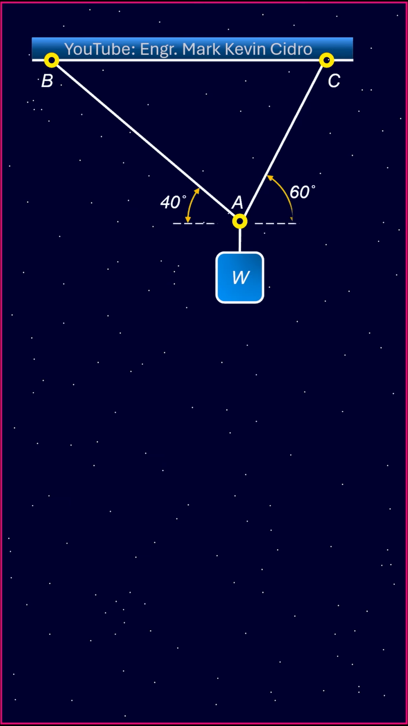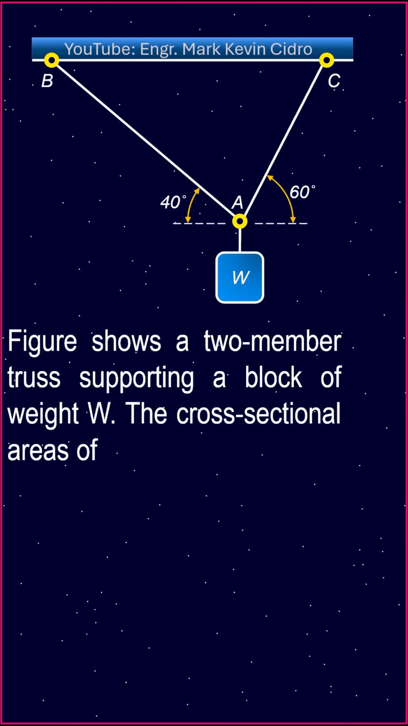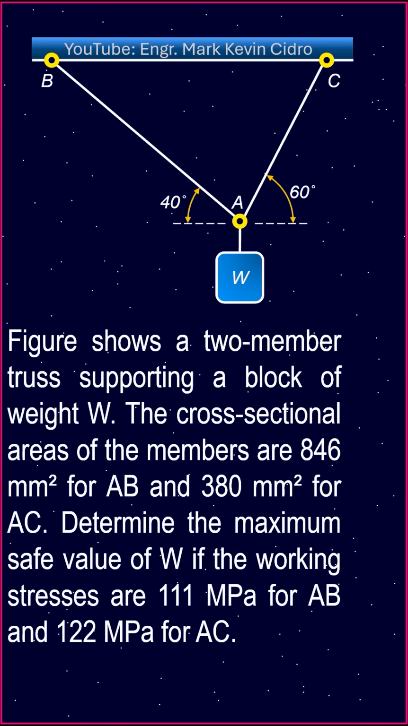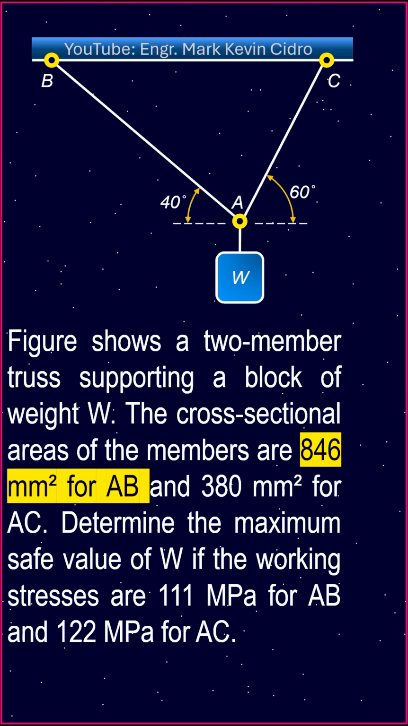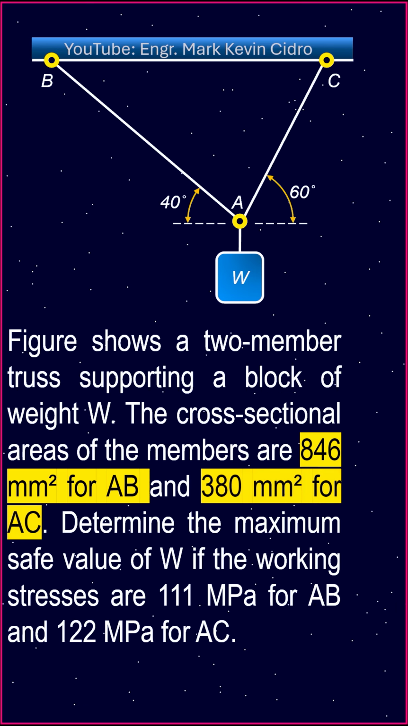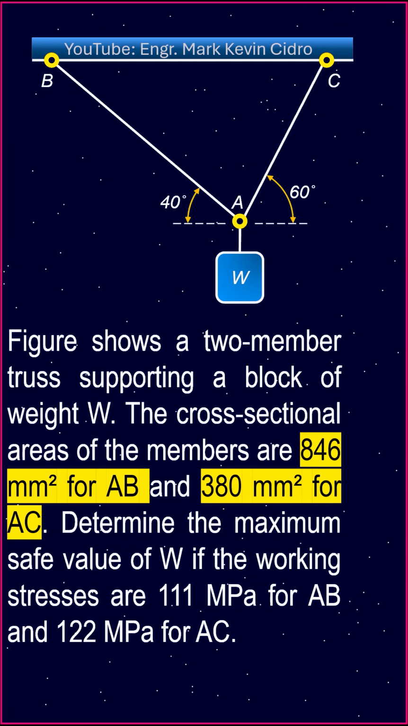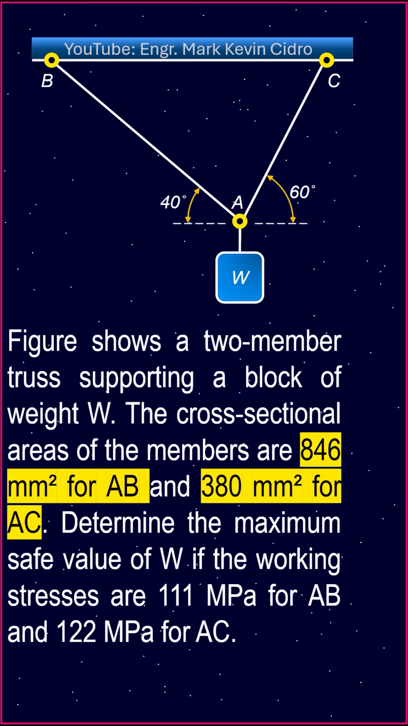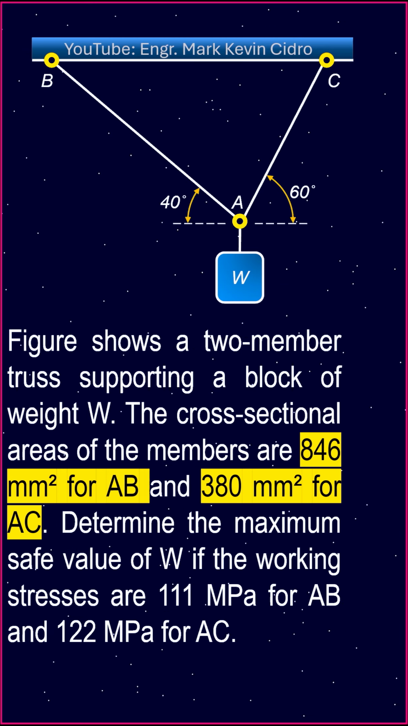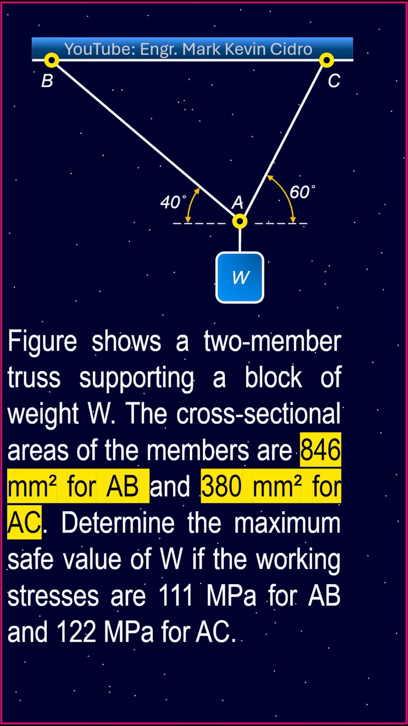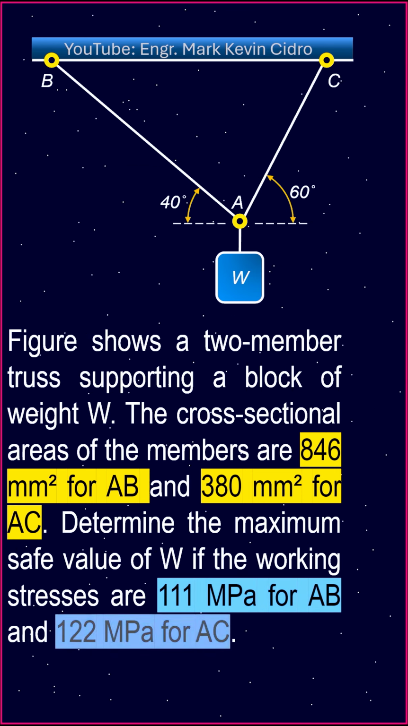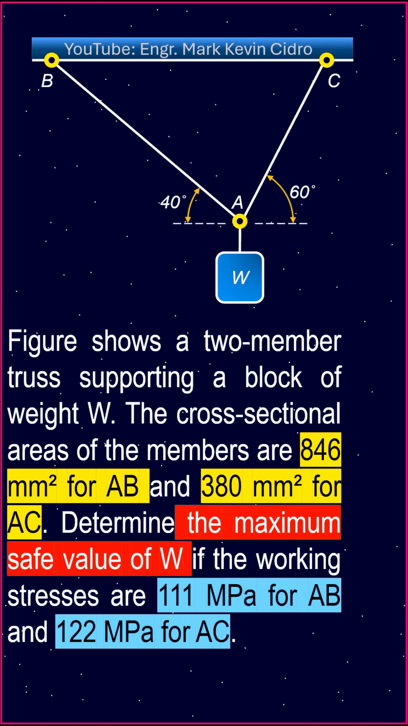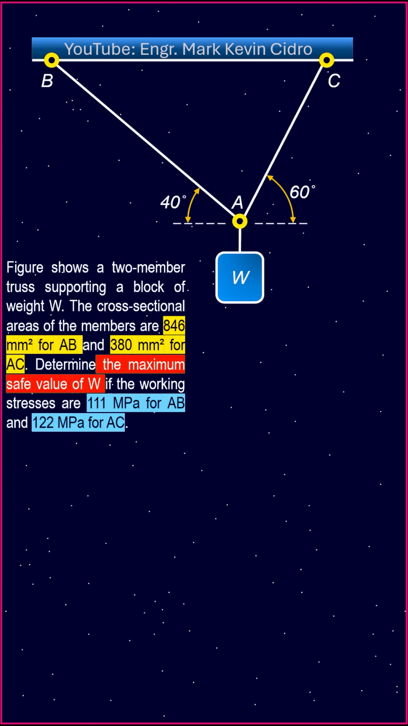Okay, so here's the problem. The figure shows a two-member truss supporting a block of weight W. The cross-sectional areas of the members are 846 square millimeter for AB and 380 square millimeter for AC. We are to determine the maximum safe value of W if the working stresses are 111 megapascal for AB and 122 megapascal for AC. Okay, so how do we approach this problem?